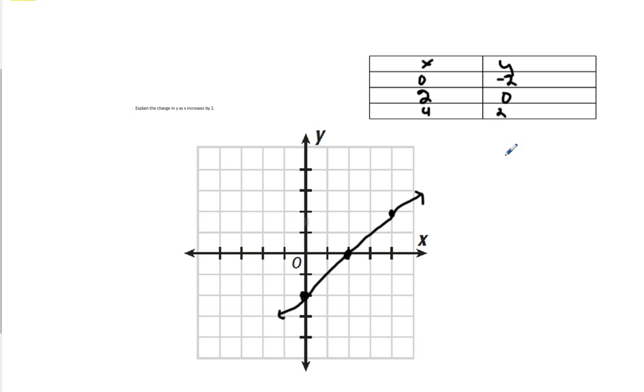So it says explain the change in y as x increases by 2. So it goes up by 2, up by 2. What's happening here? Y also goes up by 2. Okay, so that's one thing that you can say. Y also goes up by 2.